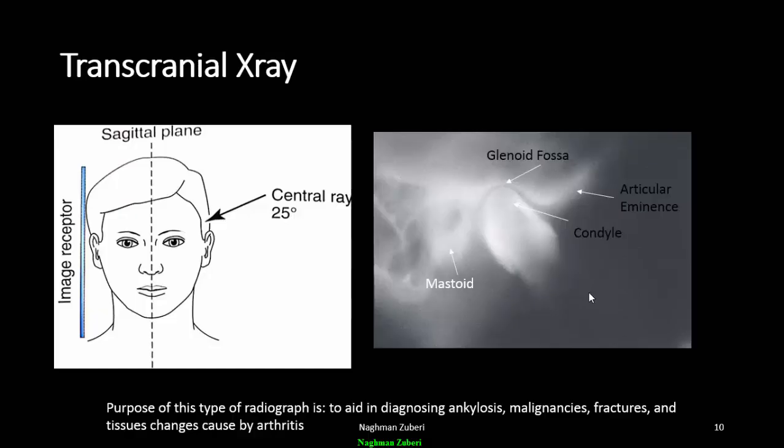Transcranial X-ray. Transcranial X-ray is used to evaluate the temporomandibular joint. This is your temporomandibular joint. This is the external acoustic meatus. This is the mastoid, the clinoid fossa. This is the articular eminence, and this is the condyle.